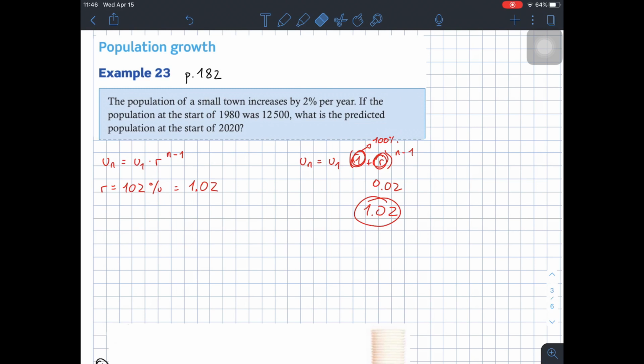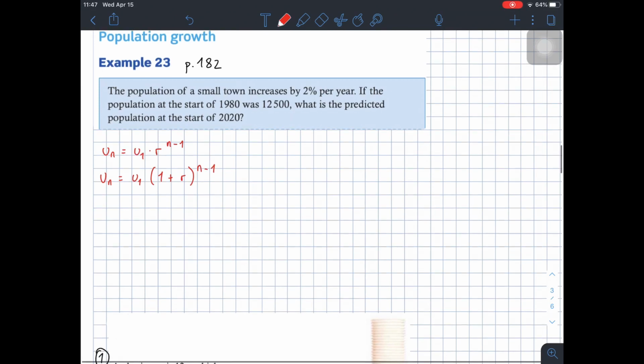Now that I showed you that, I'm going to do it with that formula. So if I erase this, we can rewrite this as Un equals U1 times (1 plus r) to the power of n minus 1, okay? So here, if I'm using this formula, the value of r is 2%, which is 0.02, okay? So U1, the initial population, is 12,500, right?